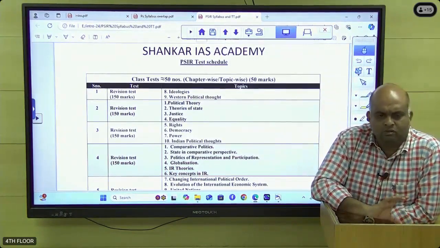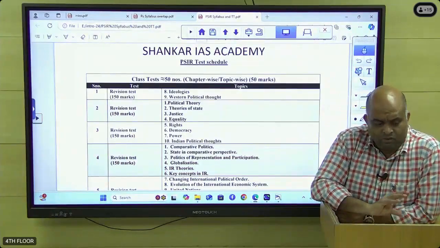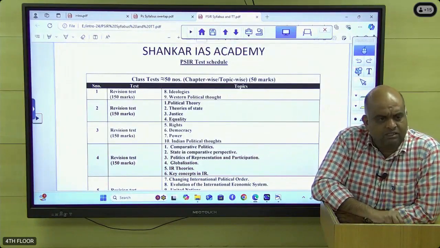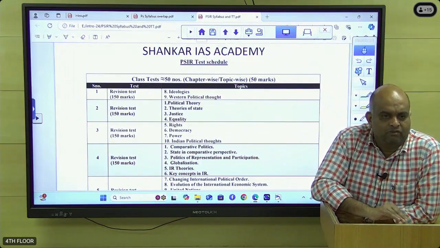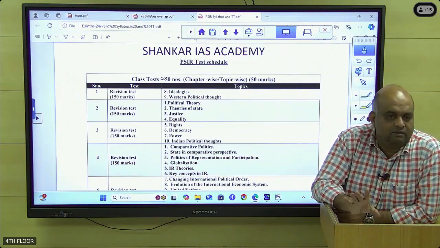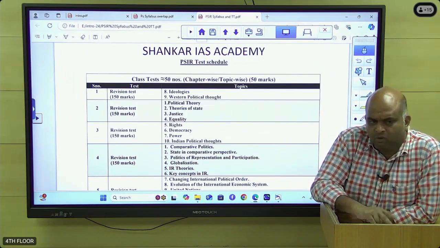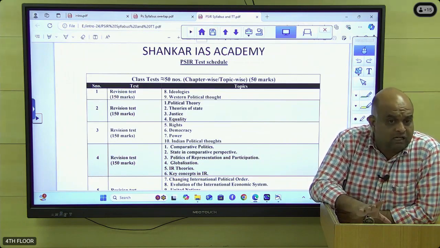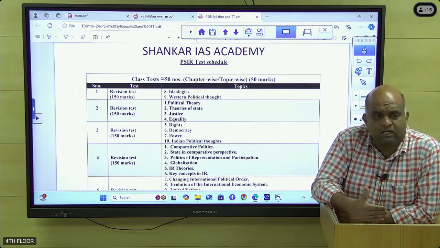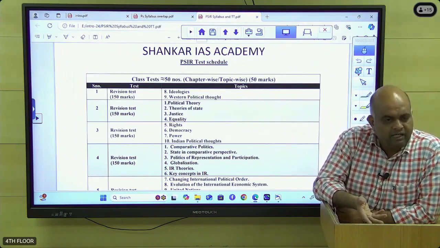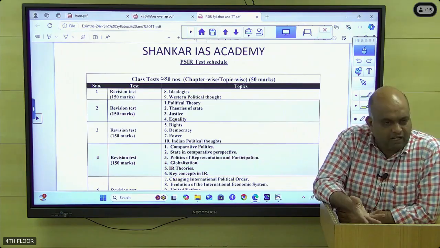So you have to allocate all your time for PSIR in the next 2.5 months. Before January, whatever we can do in PSIR, we have to do it. After that, the preliminary time, the Pongal holiday will be in literally 10 days. After that, the preliminary will start, and after that, people will not study. So what I'm telling is, before that, we have to complete all the core areas, and in the remaining time, we will be discussing the GS part.